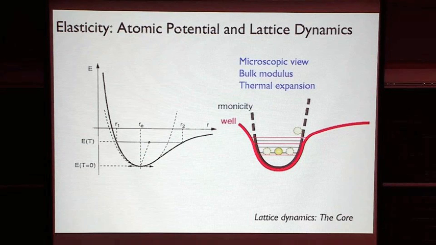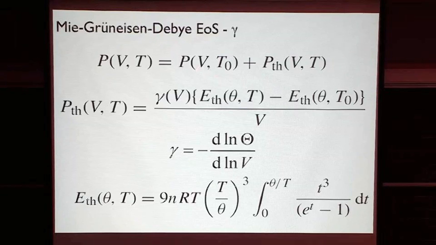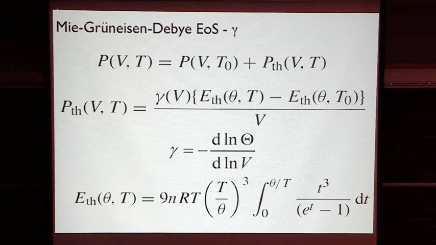And if you go through those things, you can come up with a thermal pressure term. So you have a fixed volume. At zero temperature, it has a certain pressure. But if you increase temperature, it's going to generate a thermal pressure. And this thermal pressure can be calculated following this Debye model. This is a Debye integral, a third order integral.